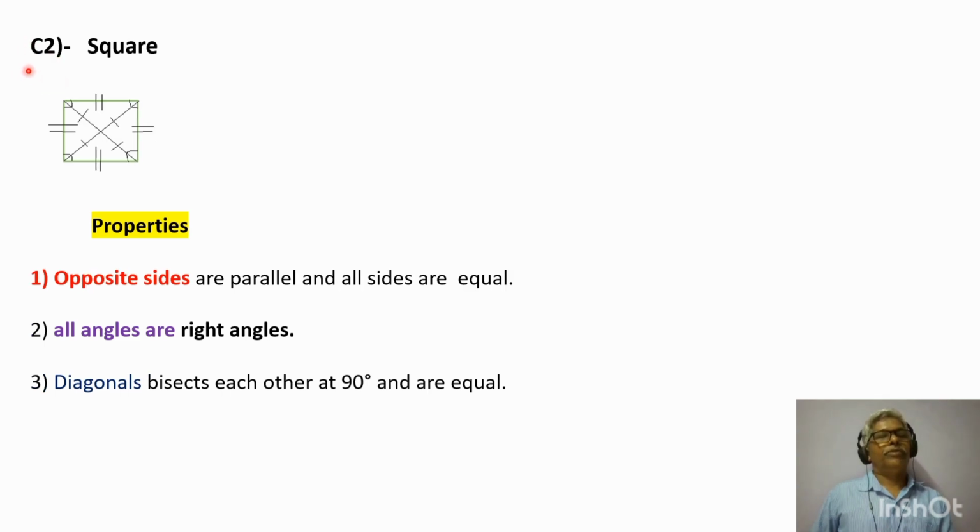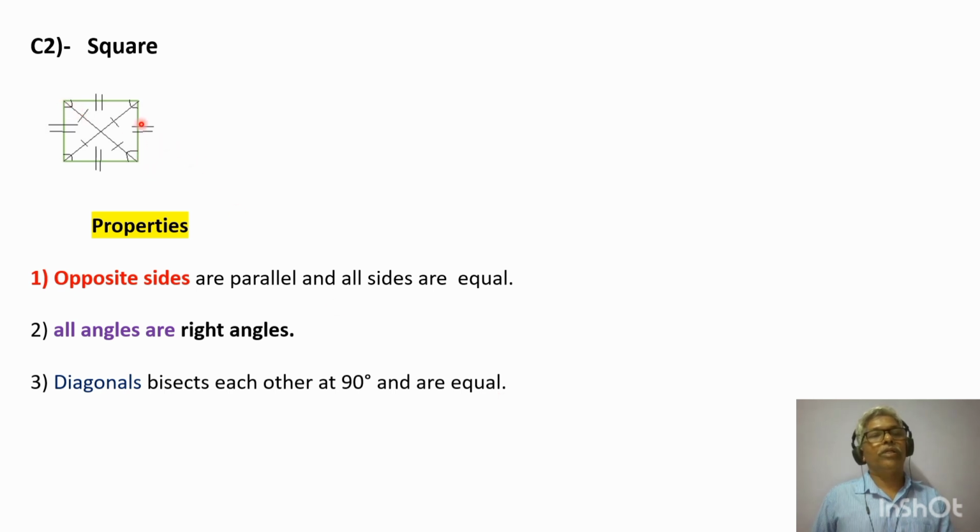The second special case of parallelogram is square. The properties of the square are opposite sides are parallel and all sides are equal. This is parallel to this and this is parallel to this. Not only that, all sides are equal. All angles are right angles. In rectangle, only opposite sides are equal. Here, all sides are equal. And another thing is diagonals bisect each other at 90 degrees and are equal.